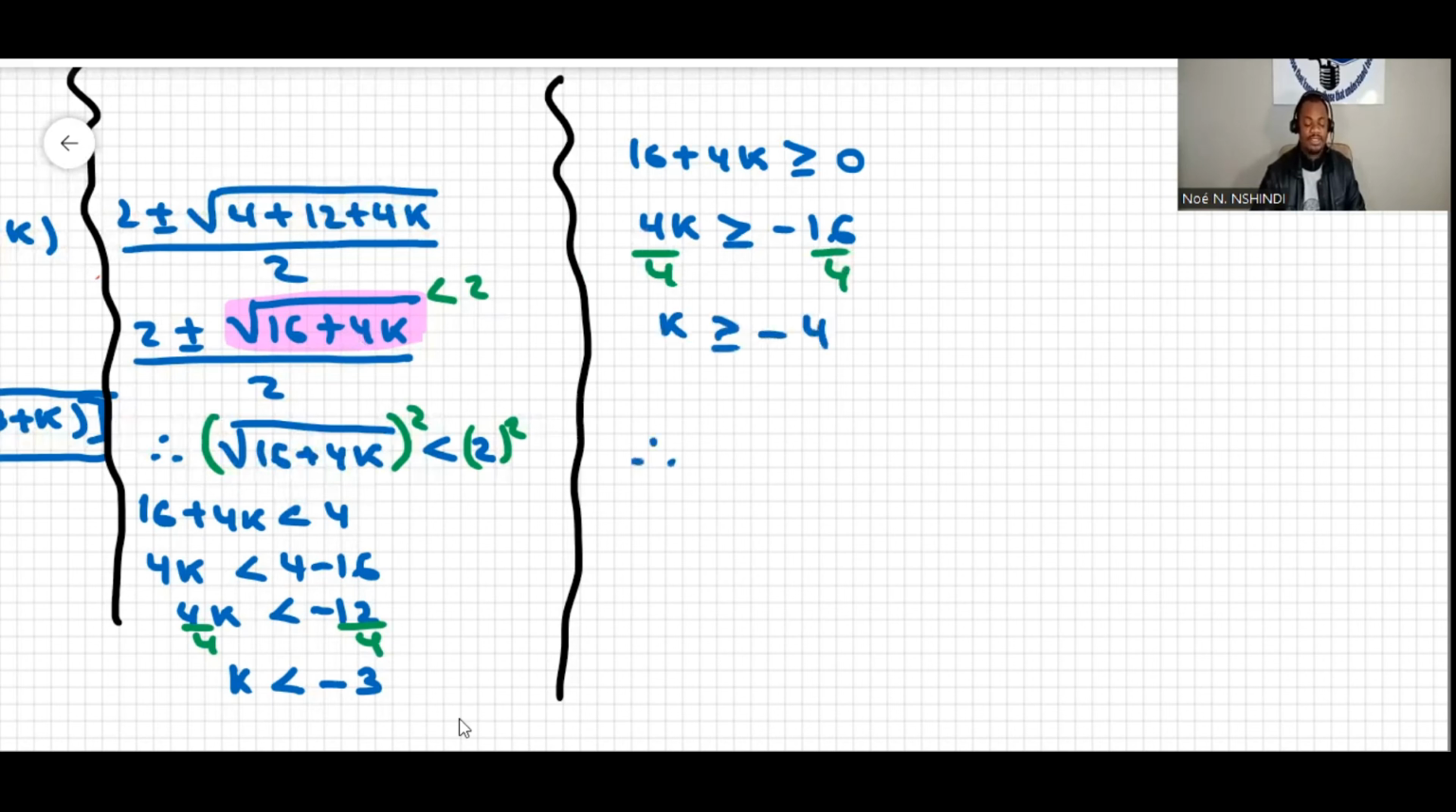Therefore, we can say that the solution is k must be lesser than negative 3 and at least negative 4. This can be written like negative 4 lesser than or equal to k, and k lesser than negative 3. So that's the interval. Thank you. So the value of k.